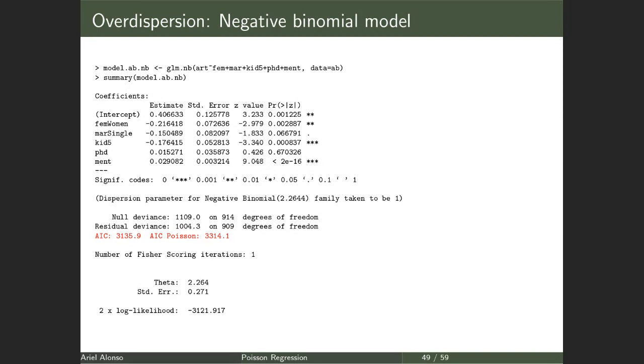And if you compare the AIC of the negative binomial with the AIC of the Poisson, you see clearly that the AIC of the negative binomial is better. So this is a better model than the Poisson model. We are not surprised, because we knew the Poisson model was unable to account for this extra variability, and the negative binomial model can account for that because now the variance is a quadratic function of the mean.